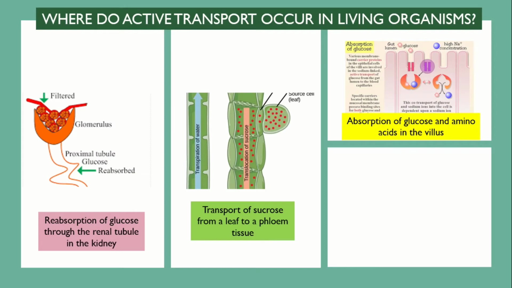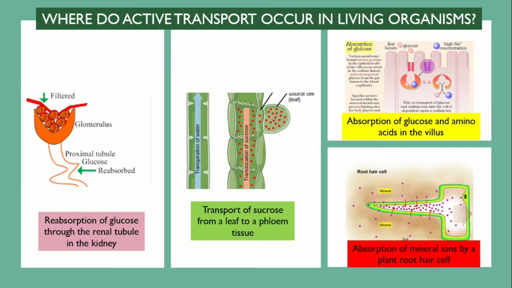Next is the absorption of glucose and amino acids in the villus. And last but not least, the absorption of mineral ions by plant root hair cells. So all of these are active transport that occurs in living organisms.